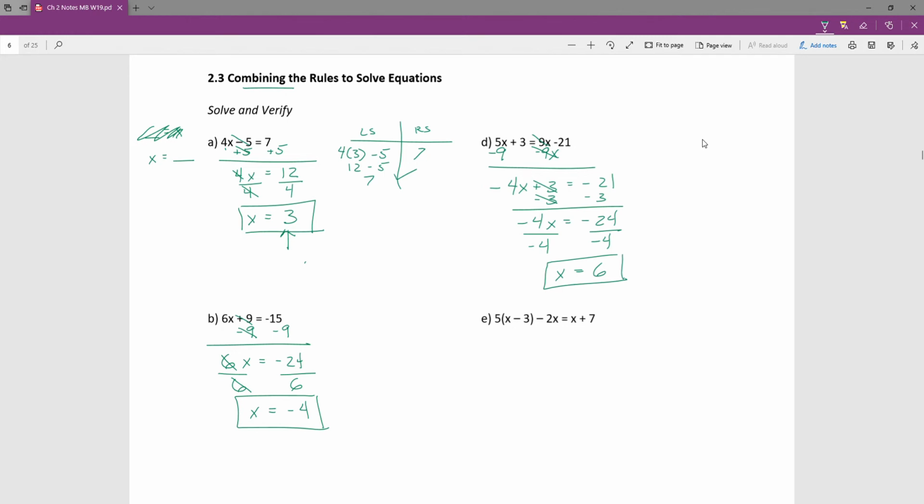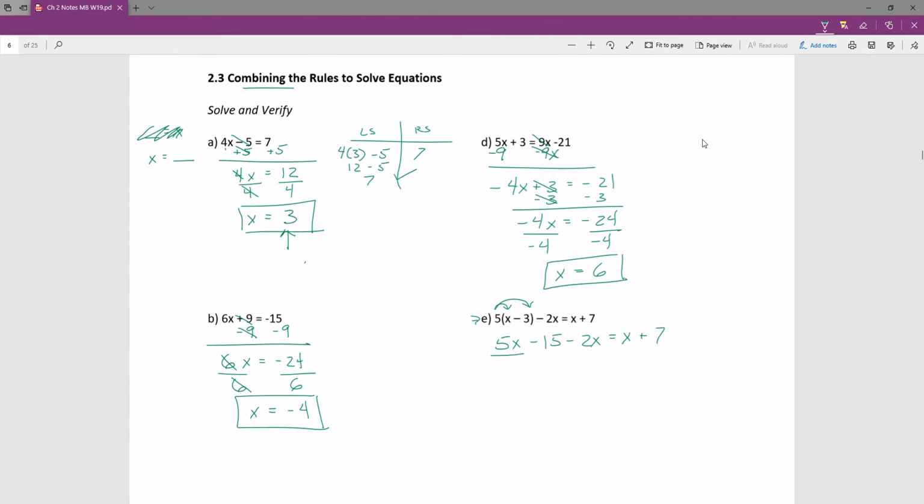One more, just warming things up here this morning, or today, whatever time you're watching this video. E has some distributive property to do. So I have to distribute that 5 and then carry on. So we have 5x minus 15. Recopying that minus 2x equaling x plus 7.